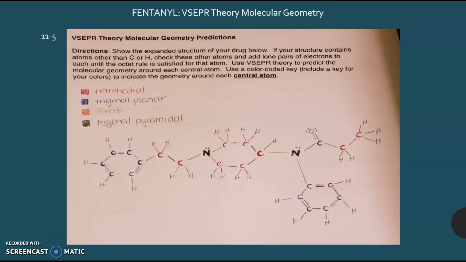The next page is 11-5, and this is the VSEPR theory molecular geometry predictions. And this is showing the molecular geometry around each central atom. This is color-coded, and it shows that the blue carbons are all trigonal planar, all the red carbons are tetrahedral, and all the green nitrogens with the lone pair are trigonal pyramidal.